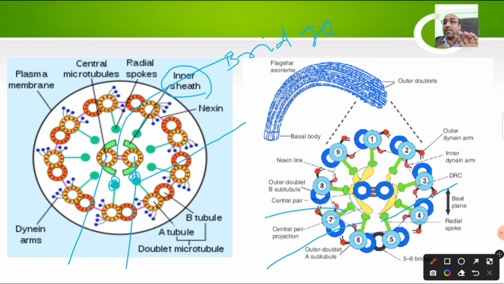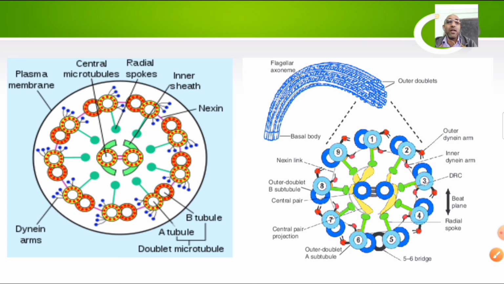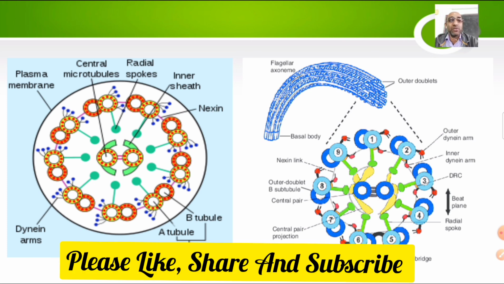Now, I have discussed another thing, that the A tubule remains associated with dynein arms, and these are concerned with ATPase activity. So, this is the structure of cilia and flagella, a very simple structure. I hope you would be able to understand it.